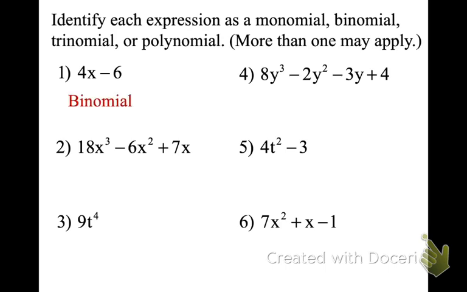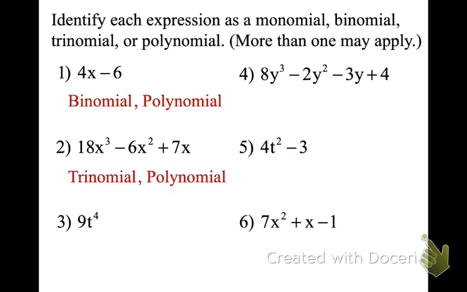All right, so let's look at number 1. We've already done it. It's a binomial, and a polynomial. Number 2, we called that a trinomial and also a polynomial. Number 3, can anybody tell me about number 3? Sam? A monomial. Is it part of any other group? No.